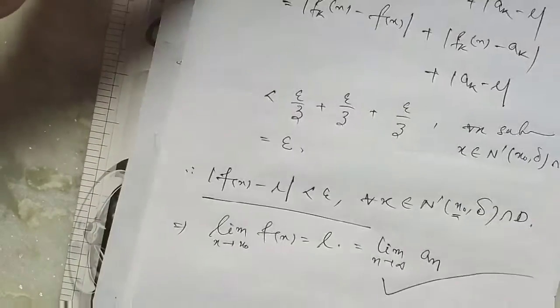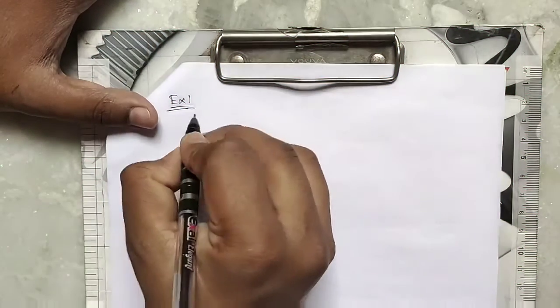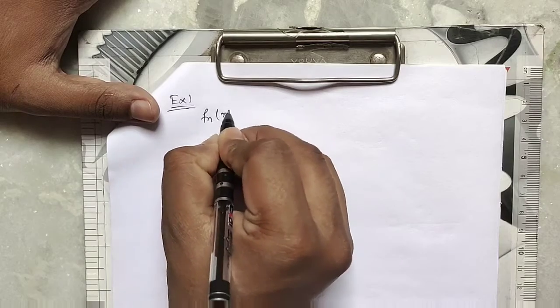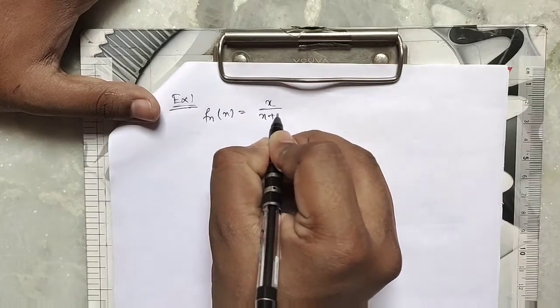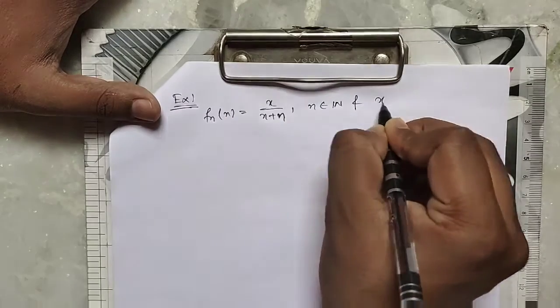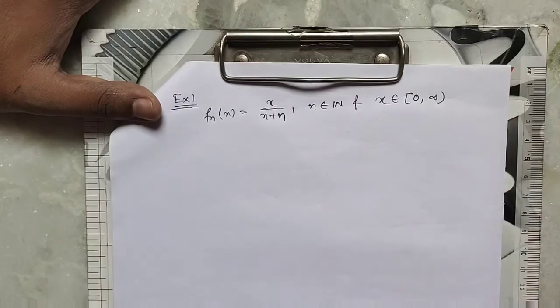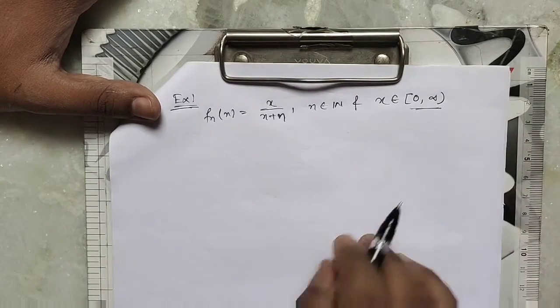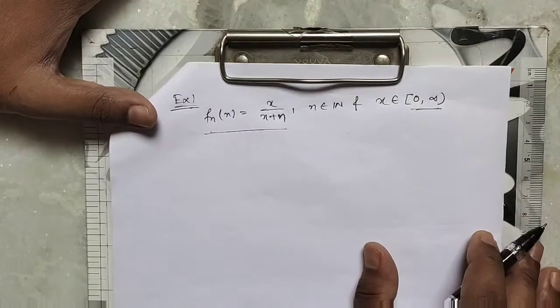Now we discuss the converse of the theorem. We consider the sequence of functions f_n(x) equal to x by x plus n, n belongs to natural numbers and x belongs to 0 to infinity. So this is our domain, and this is our sequence of functions.